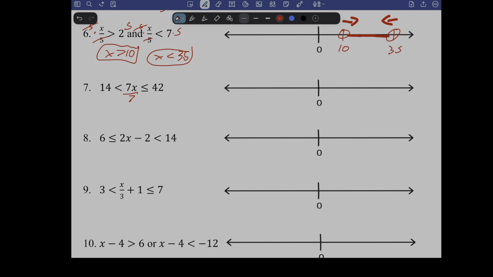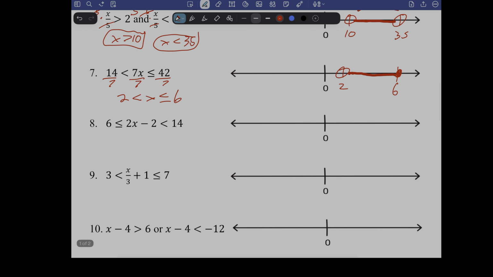If I divide this by 7, it means I got to divide everybody by 7. I'm going to get 2 is less than x is less than or equal to 6. All right, so I know right now that my 6 has to be a dot, and I know that my 2 has to be a hole. All right, and when the x is sitting in between them like that, that just tells you it's going to be an in-betweener. Okay, let's go on to number 8.